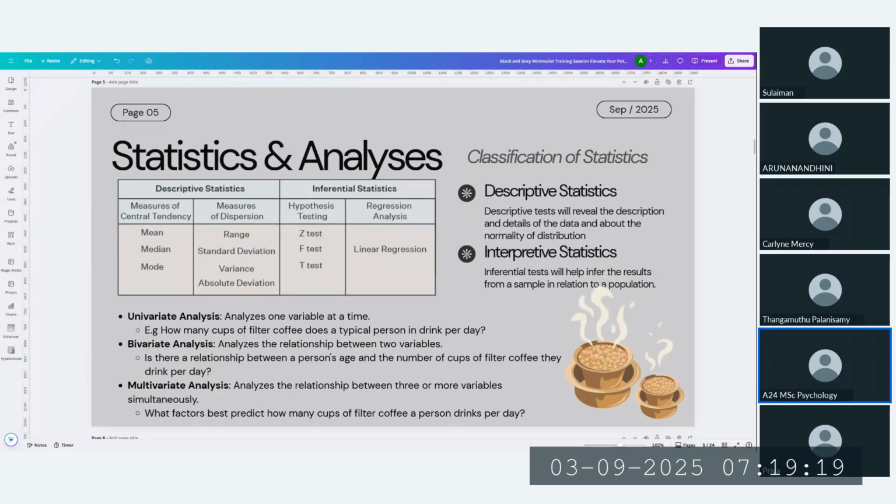Now to the coffee. The question is, how many cups of filter coffee does a typical person drink in a day? Does anybody want to confess how many cups of coffee you drink in a day? Anybody? Please unmute and tell me on average. Or you can put it in chat if you don't.